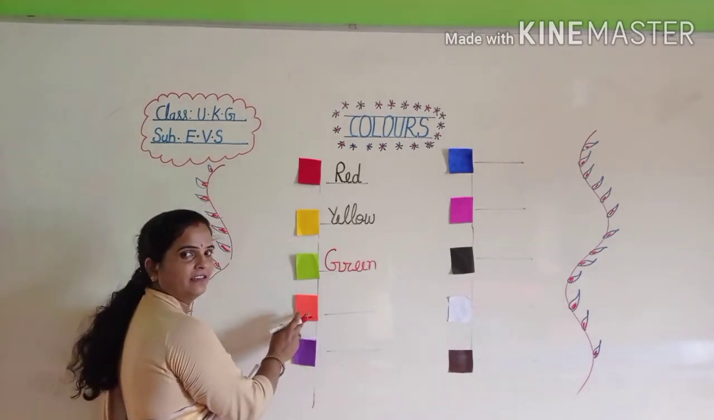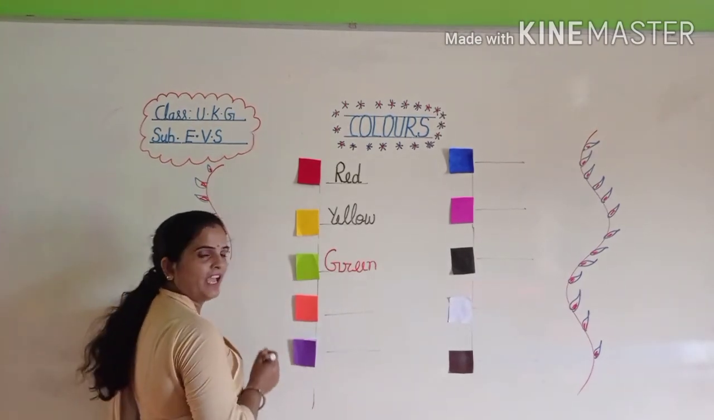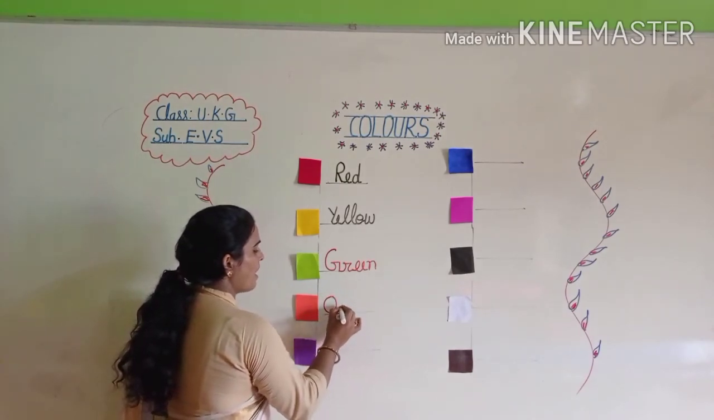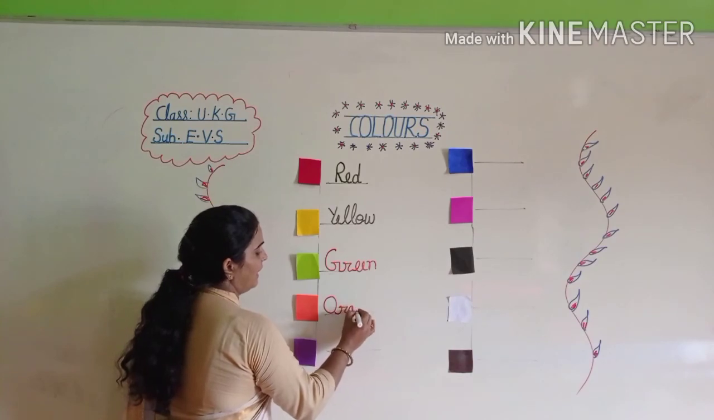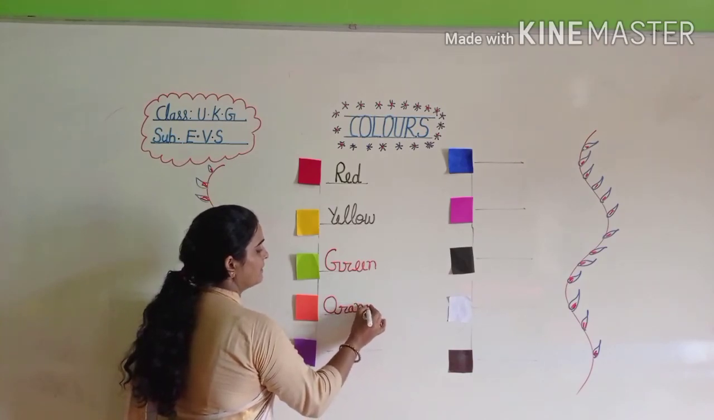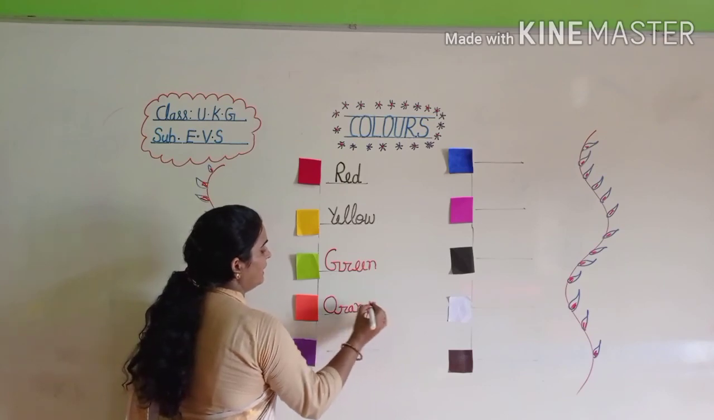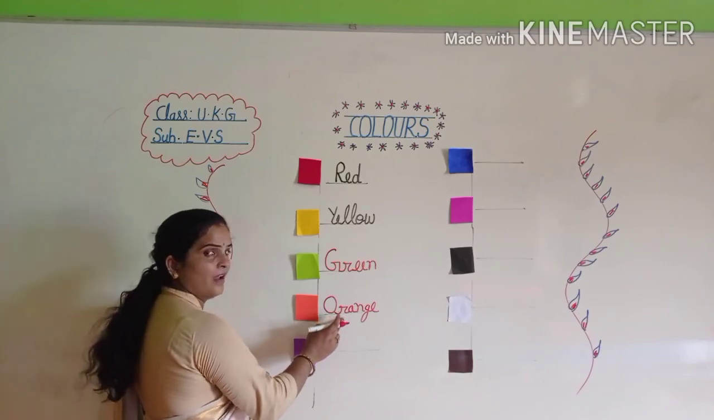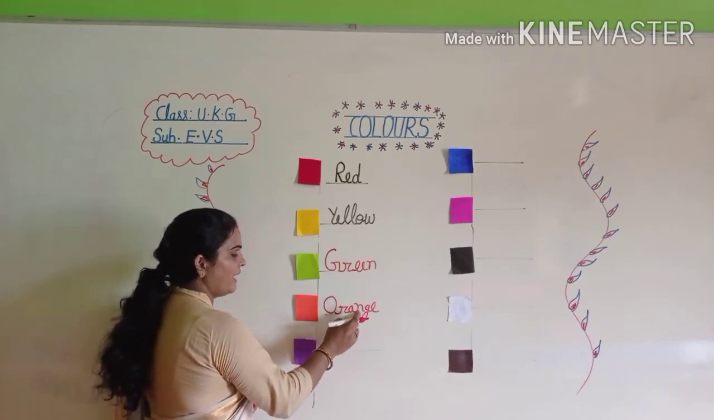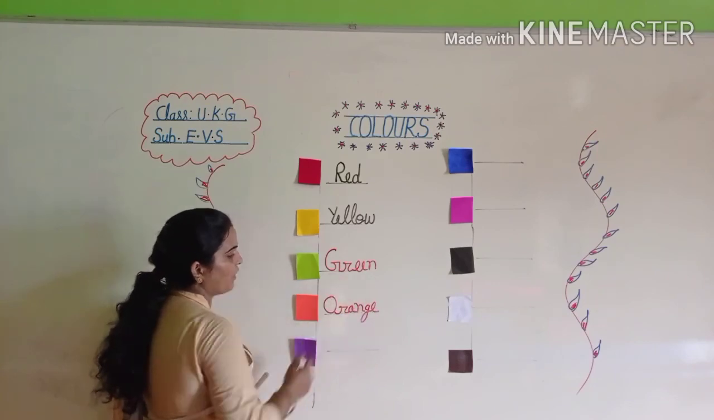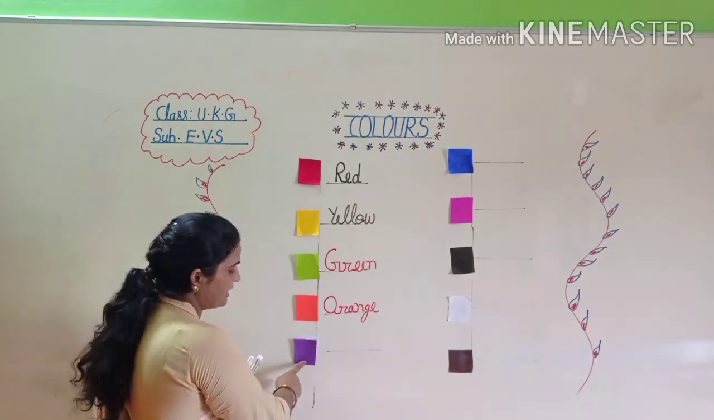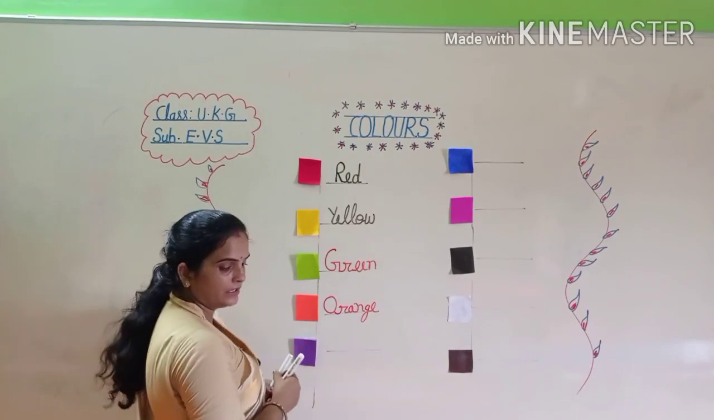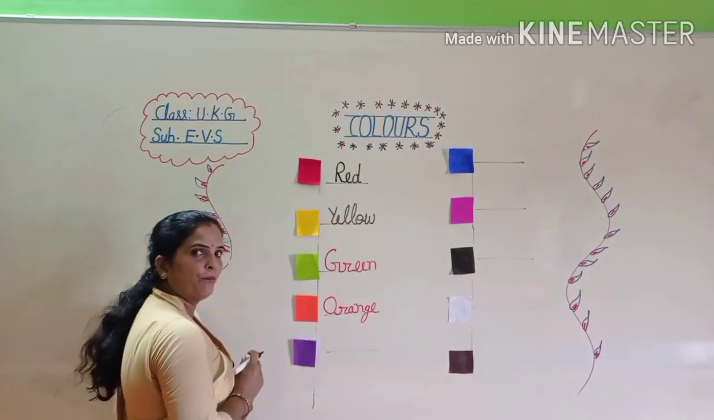Yes, this is orange color. The spelling of orange: O, R, A, N, G, E. Orange. O R A N G E. Orange. Which color is this? This is purple color. The spelling of purple.